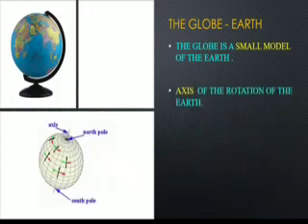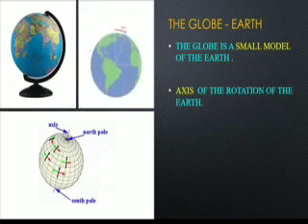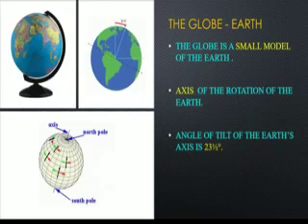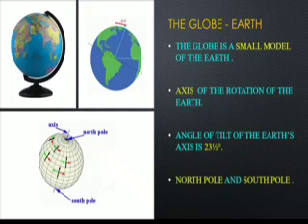The globe can be turned around a line passing through it, which is called the axis. The axis of rotation of the globe is similar to that of the Earth. The axis is not straight, it is tilted at an angle of 23.5 degrees. The two end points of the axis of rotation are called the poles. To the north is the North Pole and to the south is the South Pole.